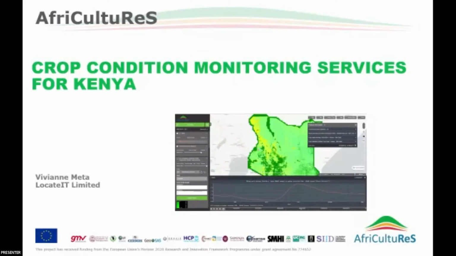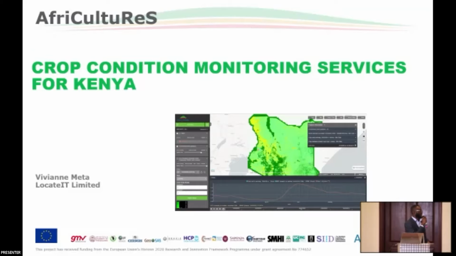My name is Derek Ongeri once again. I work at Locate IT, and we've been trying to build on what Vagelis has just presented on how we can use the platform to generate some use cases and prove the relevance of the system and its usability.